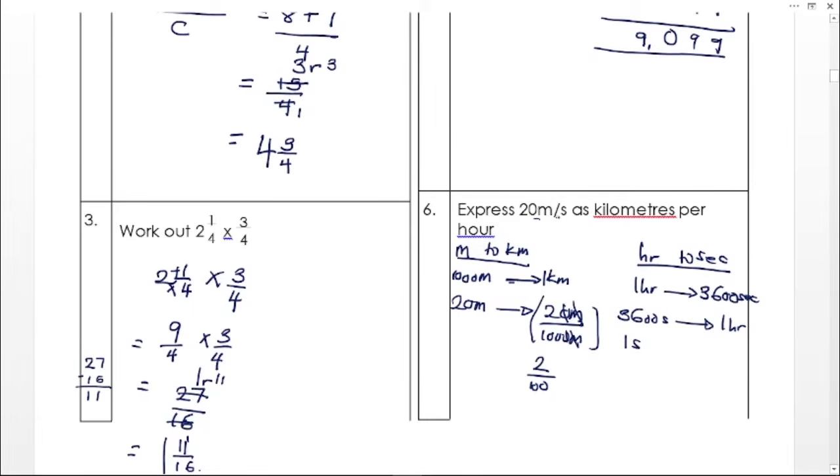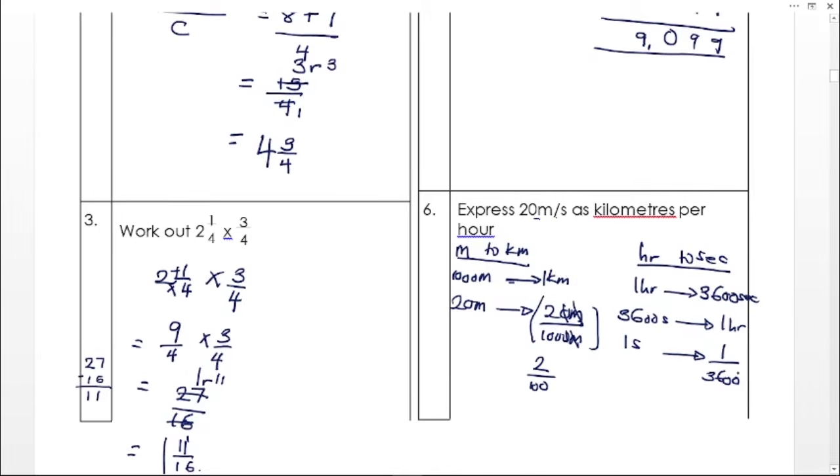Per means for every 1 per second. So how about 1 second? How many hours are in 1 second? That is 1 inverted L, 1 out of 300. So those ones who get confused with the inverted L, please go to our website. We have all those lessons, topics are done thoroughly.